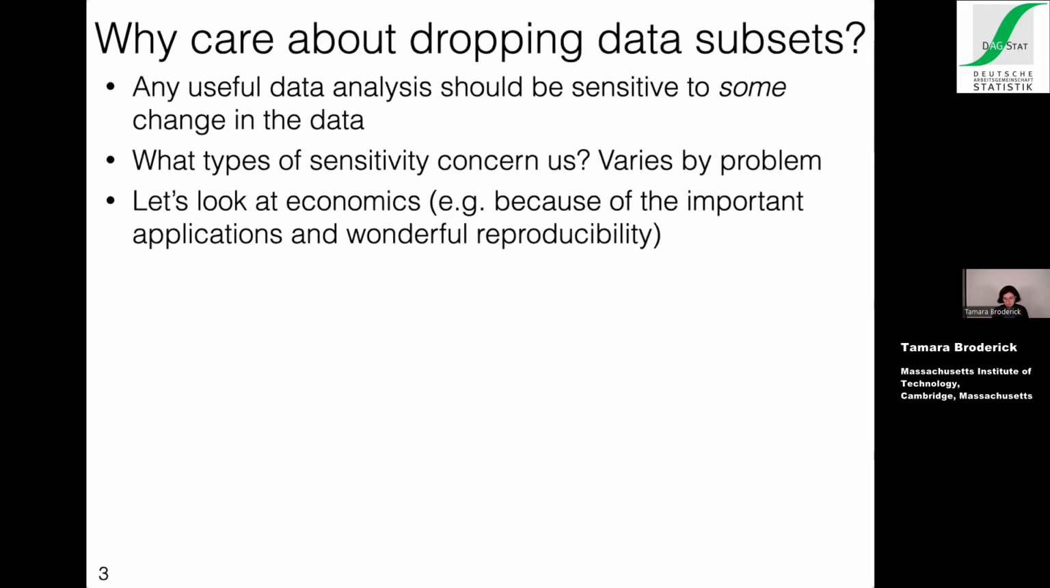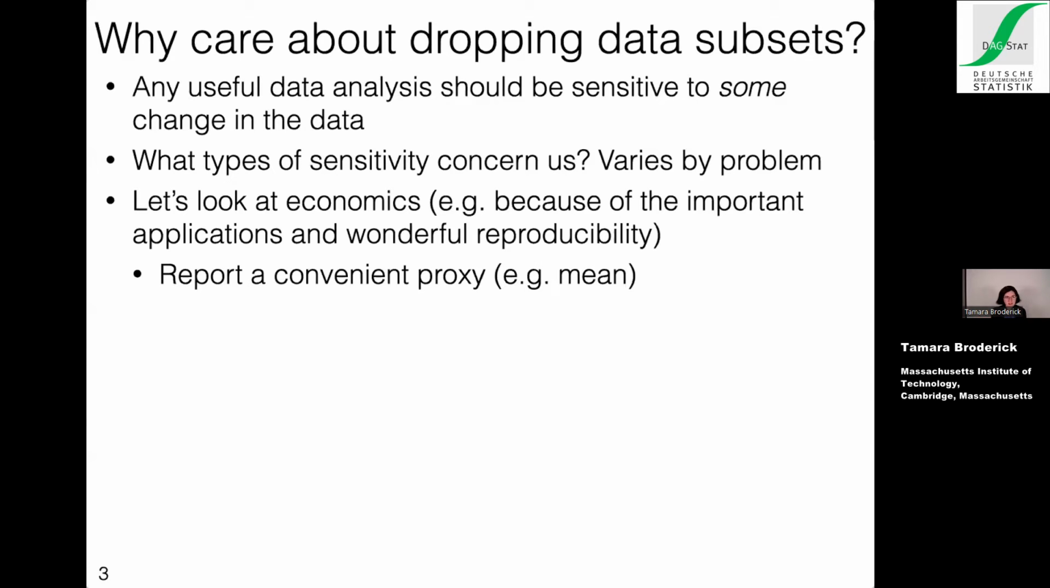So in order to talk about why we might care about dropping very small data subsets, let's look at some examples from economics. Why economics? Well, one, it's hugely influential. It drives major policy decisions that affect all of our lives. Two, it is a fantastically reproducible field, as we're going to see in my examples today. And prosaically, we were lucky enough to collaborate with just a wonderful economics expert in Rachel Meager.